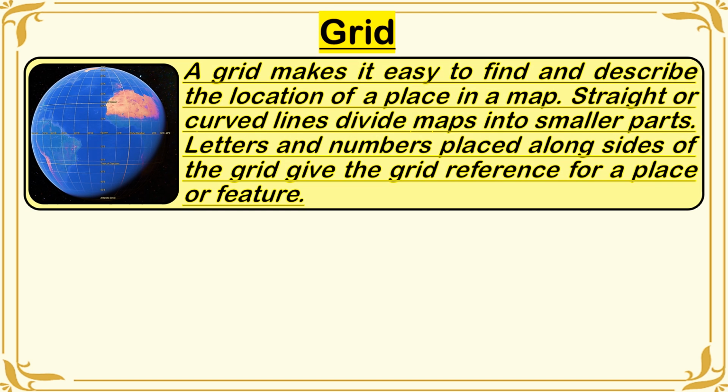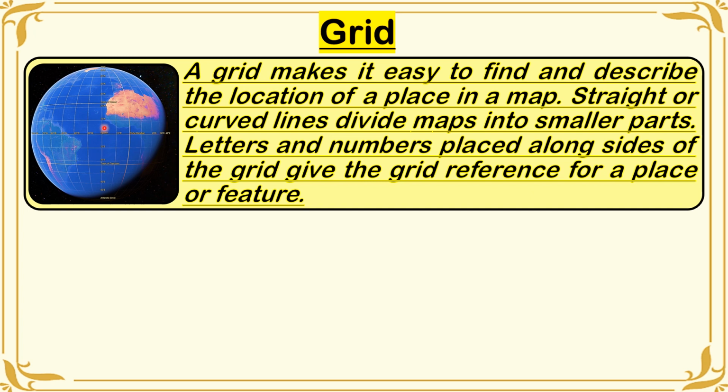Now class, let us discuss what is a grid. A grid makes it easy to find and describe the location of a place in a map. Straight or curved lines divide maps into smaller parts. Letters and numbers placed along the sides of the grid give the grid reference for a place or feature. So you can see here class, these lines are what you call the grid lines.